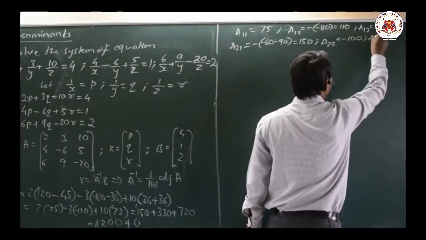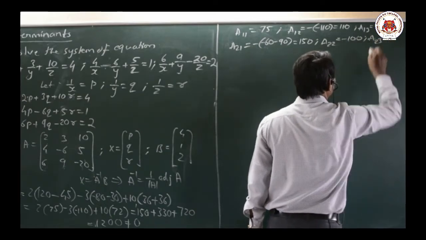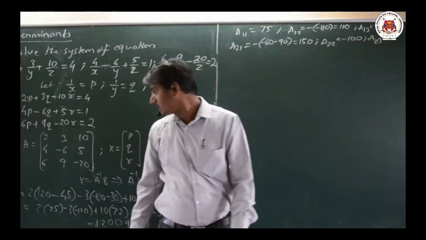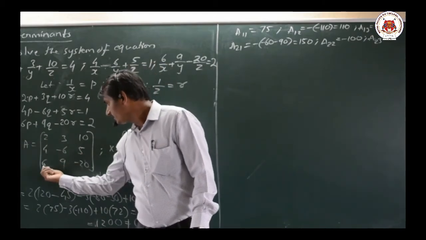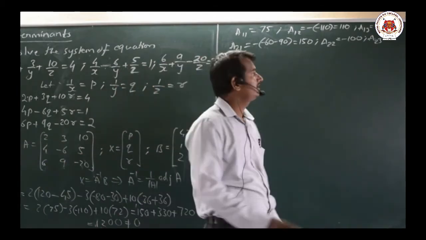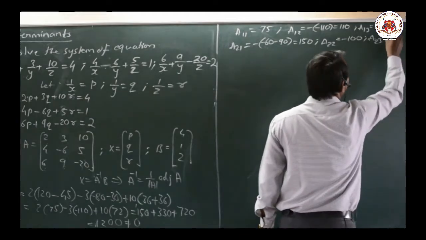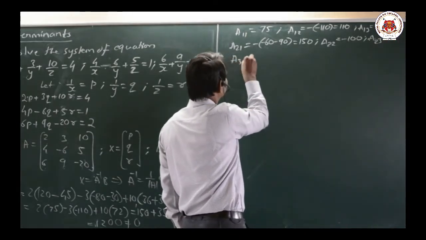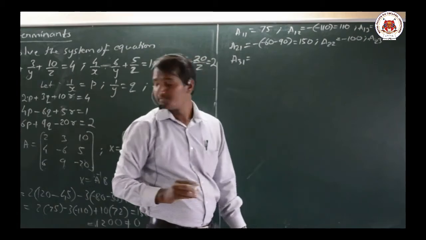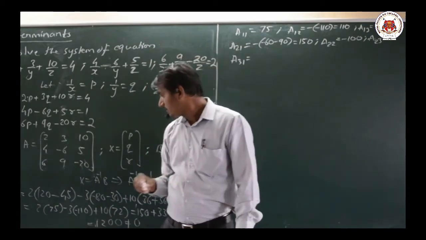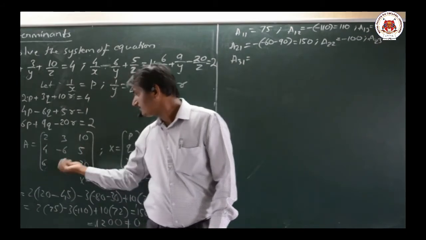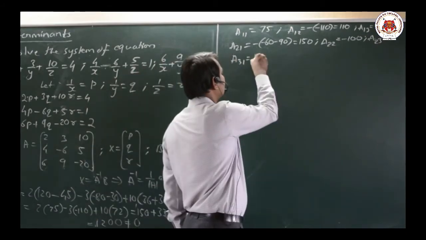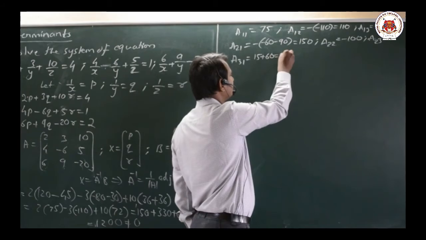Next one is A13. A23 value. Okay, A23 means cofactor of 5 here. What we get here? 9 2s are 18. 18 minus 18, its value is 0. Next one A31. A31 value, its sign is positive here. That is cofactor of 6 here. 3 into 5, 15. 5 3s are 15 plus 60. 15 plus 60, the value will be 75.